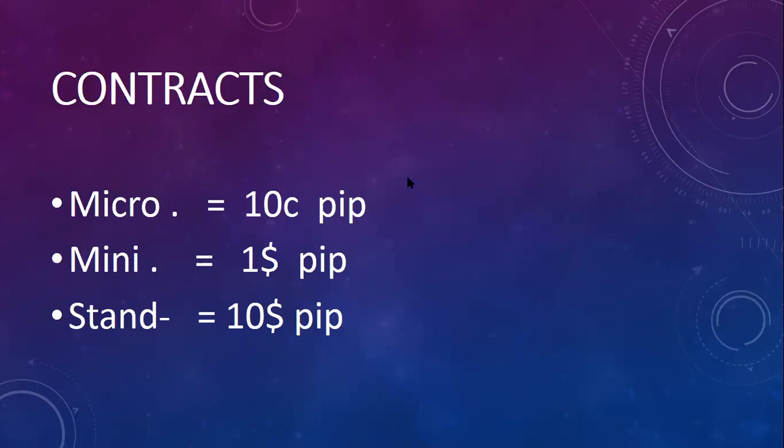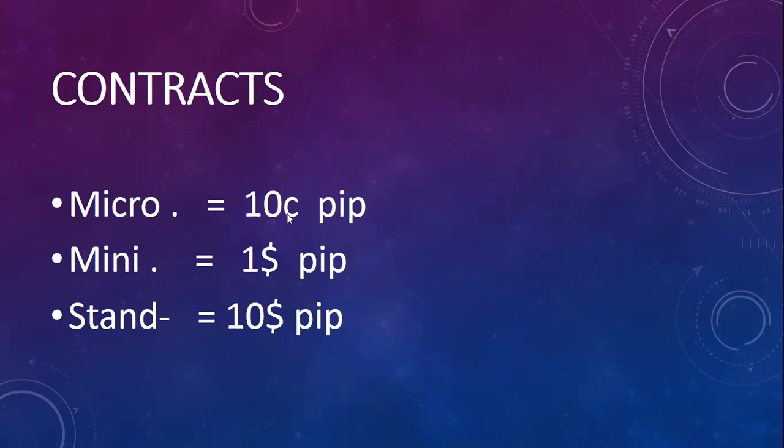Before I go to the margin, I have to explain the contracts. What contracts do we have in our trade? We have three kinds of contracts, okay? We've got a micro, mini, and the standard. So when I go to trade, I open a contract. If I open a micro contract, it means 10 cents per pip.